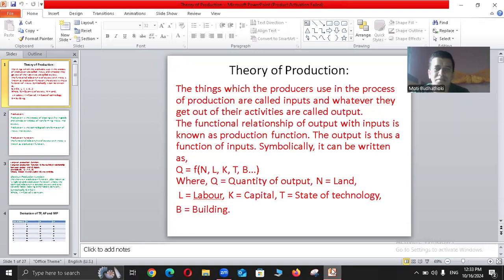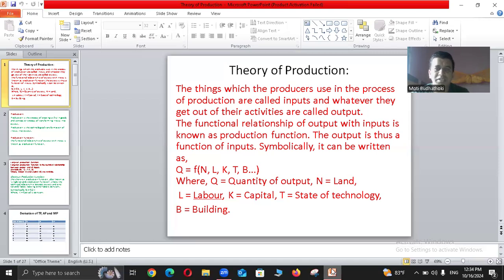The things which the producer uses in the process of production are called inputs, and whatever they get out of their activities are called output. In case of production, there are mainly two things: one is inputs and another is outputs. Inputs means those things which are used in the process of production, and output means the final goods or products which are produced by using the inputs.